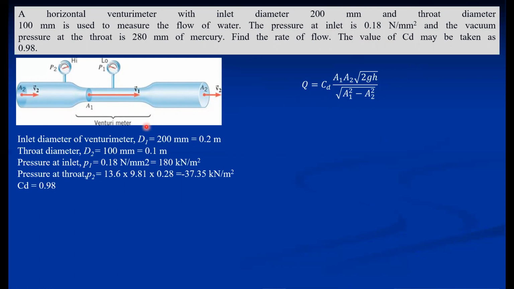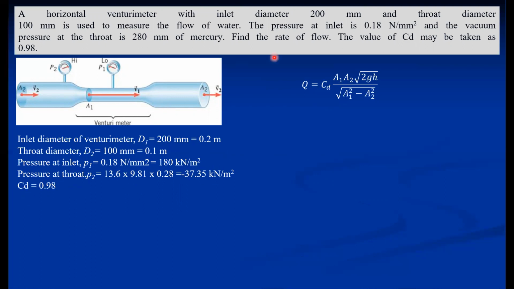Now we'll see what is given. Inlet diameter D1 is given. Throat diameter D2 is also given. Inlet pressure is given in Newton per mm square, so we have to convert it into Newton per meter square. Here it is converted into kilonewton per meter square.